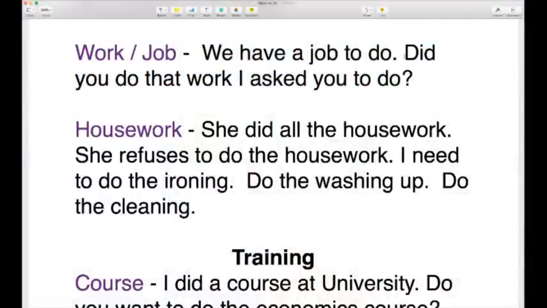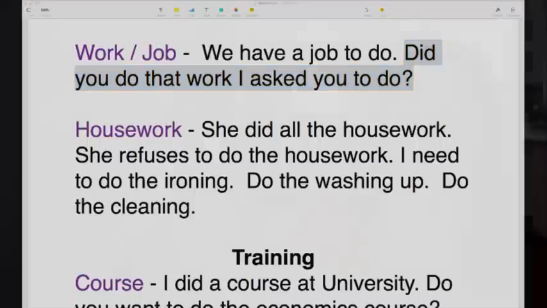Okay, so we have a job to do. Or I might say, do you do work? Did you do that work I asked you to do? I'm asking you now, did you do what I asked you to do? Lots of do's. Although if you say do, I think that's a very babyish term for poo. So don't put that together.